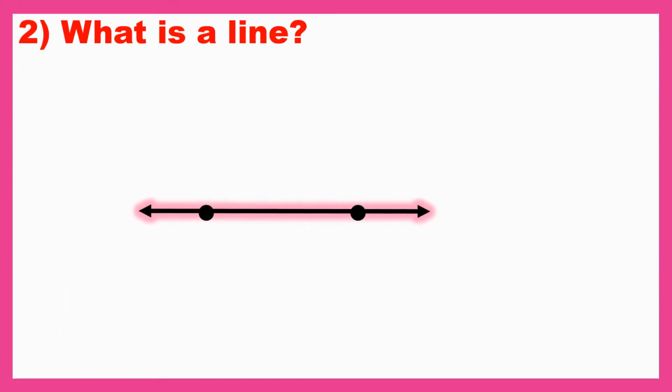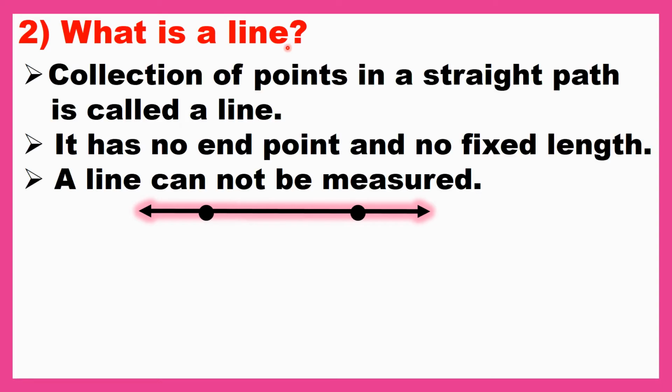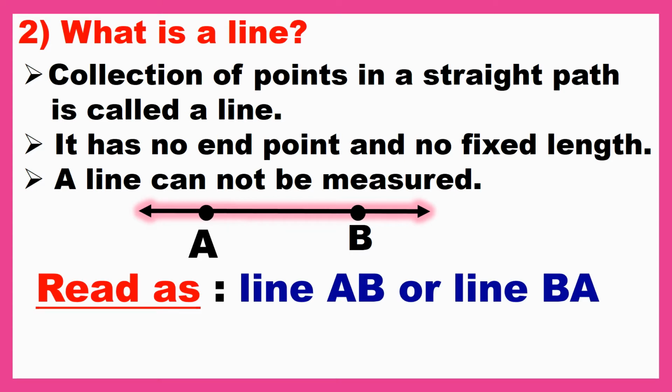The next important fundamental concept of geometry is line. Students, tell me, what is a line? Yes, very good students. Collection of points in a straight path is called a line. It has no end point and no fixed length. A line cannot be measured. This line has points A, B, no beginning and no ending. This line will be read as line AB or line BA.